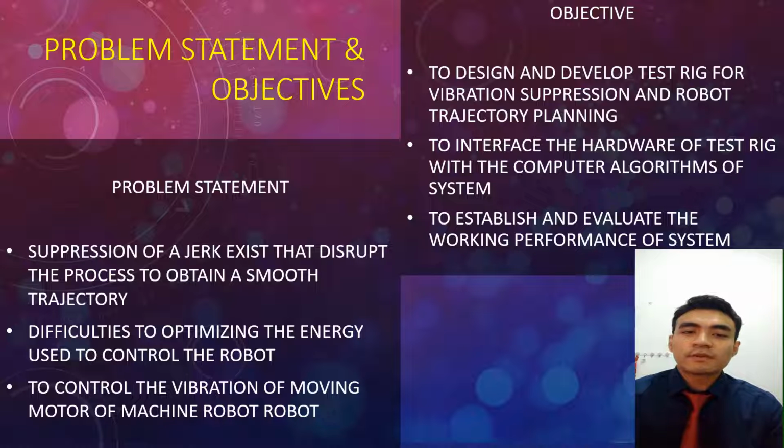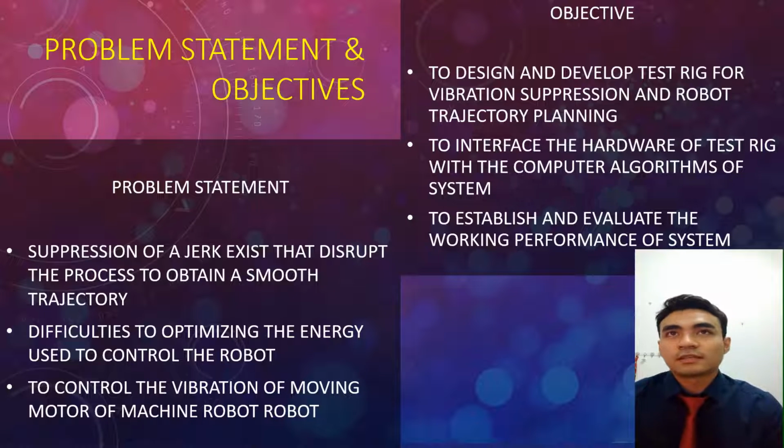The problem statement of this project is that there is always suppression of jerk that exists in a machine, like the vibration of the machine that always disrupts achieving a perfect, better and smooth trajectory in a machine or robot. The other problem is the difficulty of optimizing the energy used to control the robot and machine.